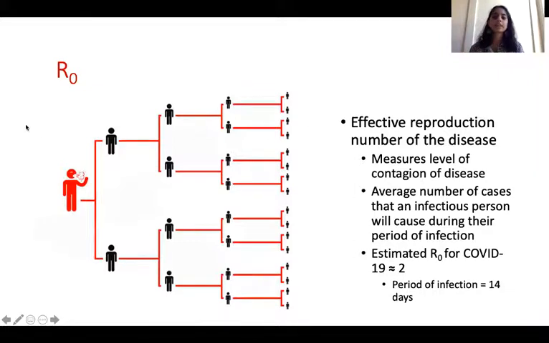And so the idea is that we want to get R0 to below 1 so that instead of the disease exponentially increasing, it's sustained instead.